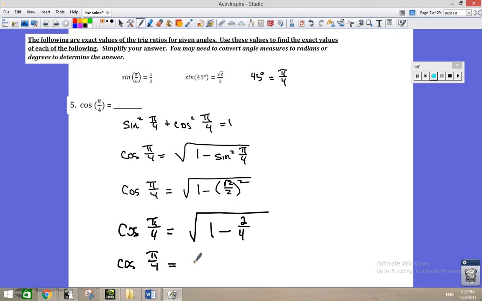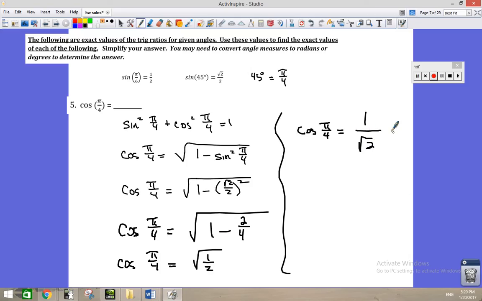So if I take the square root of 1/2, remember that I can take the square root of the numerator and denominator separately, and I know the square root of 1 is 1, and the square root of 2 I can't simplify, so I have to rationalize that, and the cosine of pi over 4 is the square root of 2 over 2.